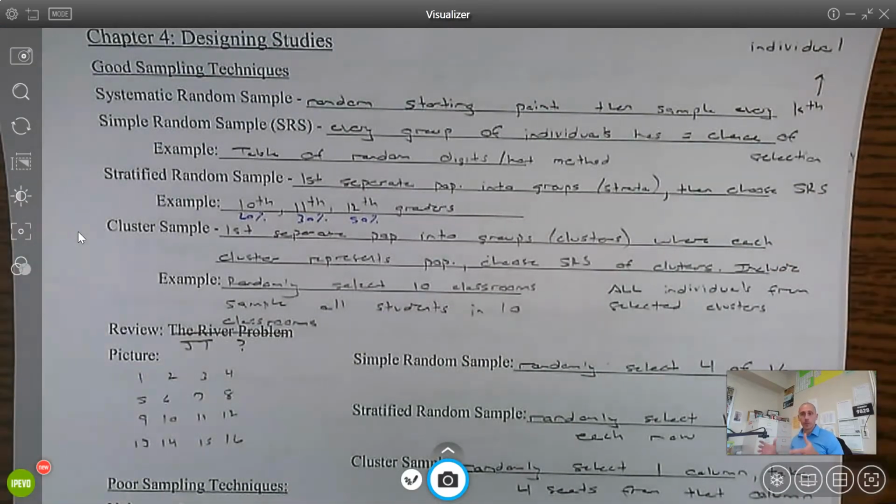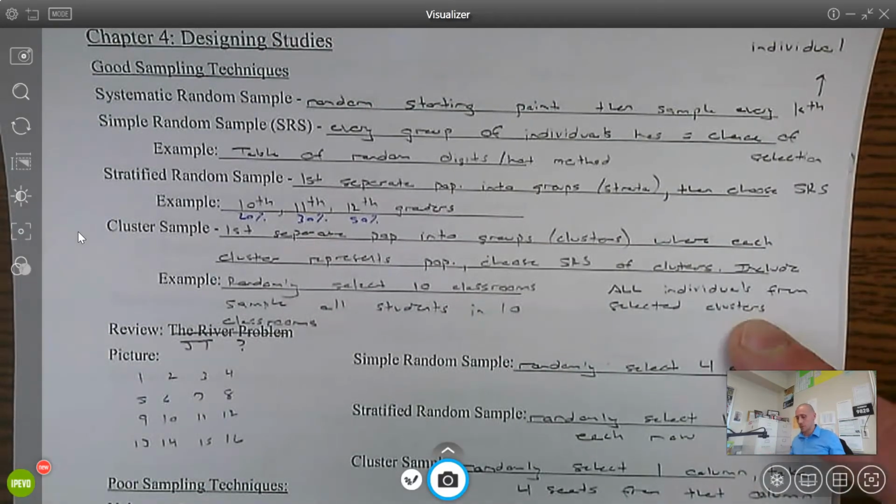Cluster sample. You're first going to separate the population into mini populations or clusters, and then do a simple random sample of those clusters. So if I end up with 5 clusters, I'm going to randomly select 2. Say I end up with cluster 1 and 4, then I'm going to sample everyone in those clusters, every single one of those individuals.